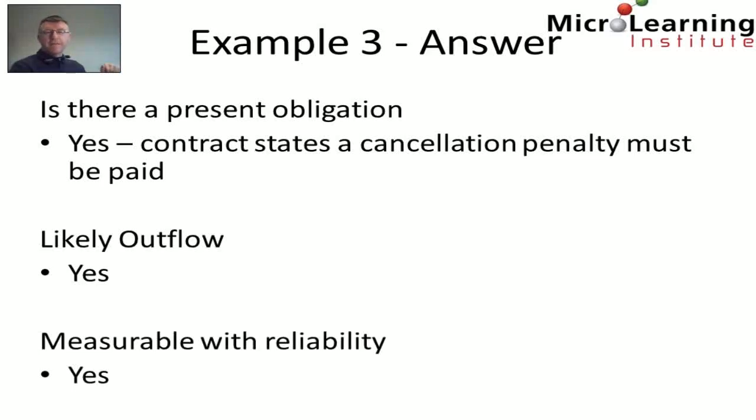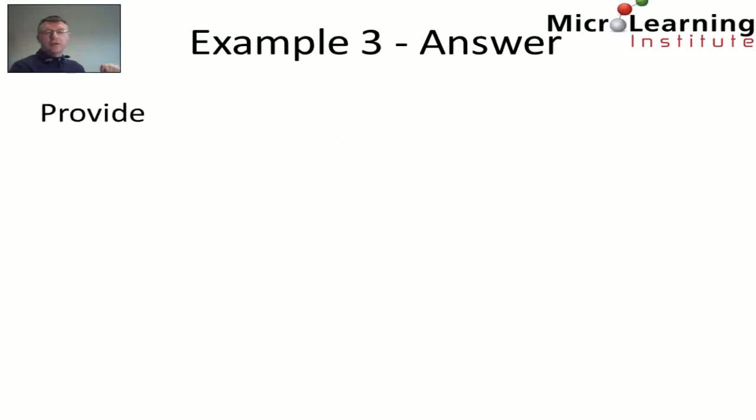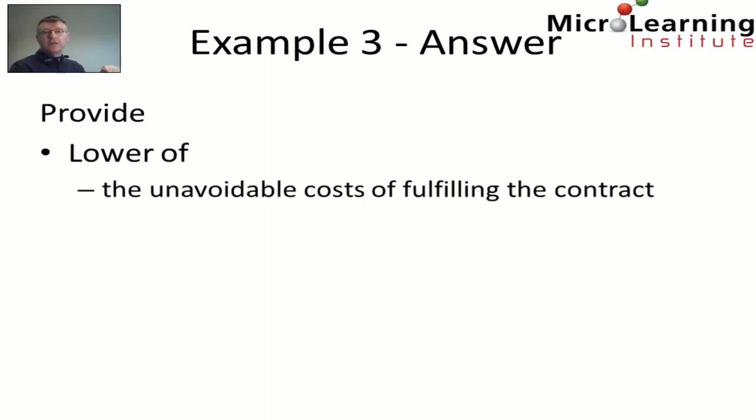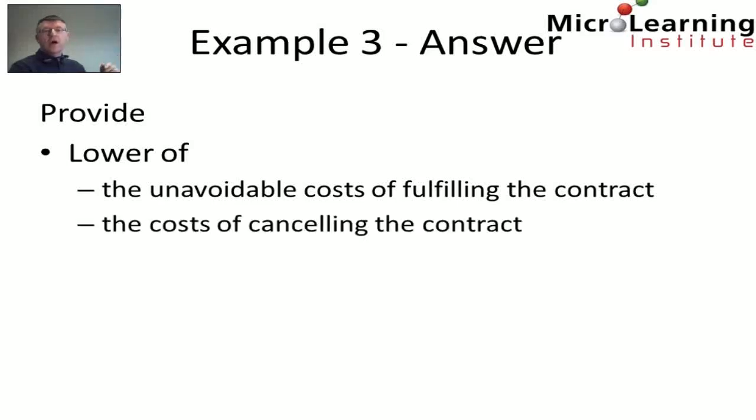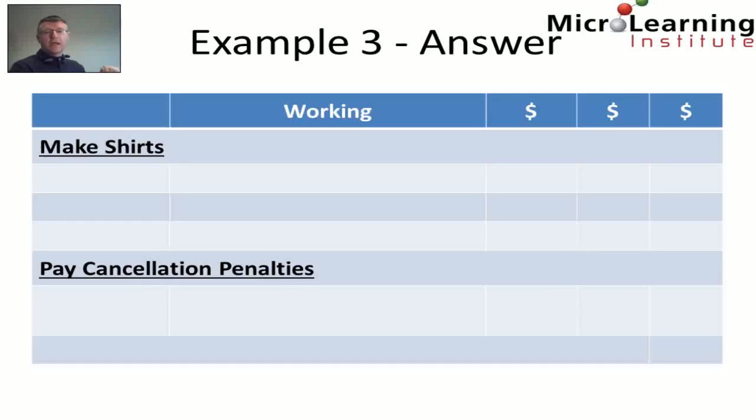Yes, it is. Now, because this is an onerous contract, we provide the lower of 2 values. The lower of either the unavoidable costs of fulfilling the contract, i.e. delivering on the loss-making contract of delivering the shirts for 2 months, or the costs of cancelling the contract. So now we must look and see which is the lower of these 2 values. So again, our options are we either make the shirts or we pay the cancellation penalties.